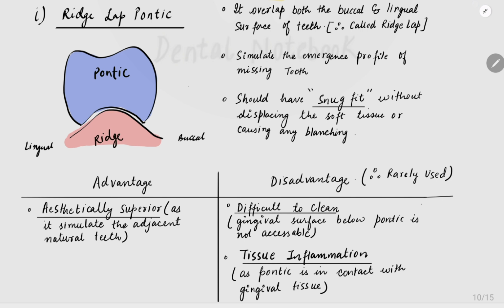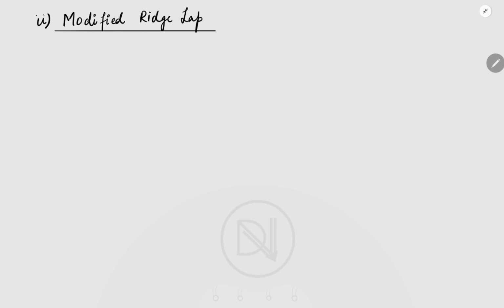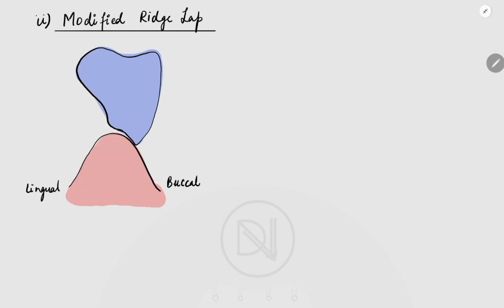And because of all these reasons, some modifications have been done in the ridge lap Pontics, and the second Pontic which we are going to study is the modified ridge lap Pontic. Now let's see it in detail. So here is the modified ridge lap Pontic. I'm showing you the diagram of the modified ridge lap Pontic. Over here, this is the buccal surface and this is the lingual surface.